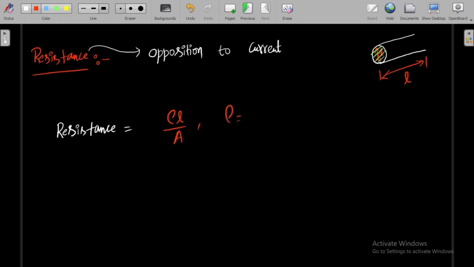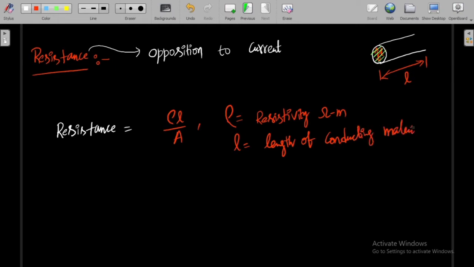Now what is rho? Rho is nothing but the resistivity, which is expressed in ohm meter. Similarly, what is L? L is nothing but the length of the conducting material. And what is A? Here A is nothing but the effective area of cross section.